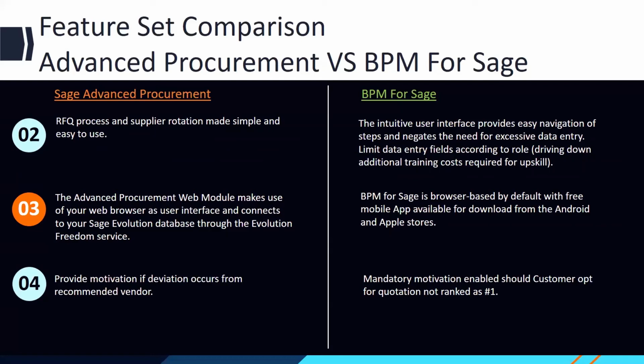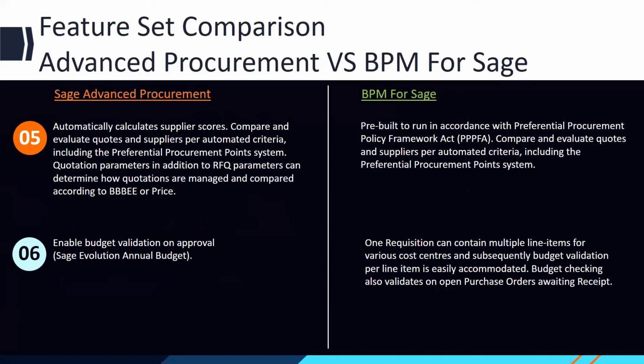Whereas in BPM for Sage, motivation is mandatory should a customer opt for a quotation not ranked as number one. Sage Advanced Procurement automatically calculates supplier scores, compares and evaluates quotes and suppliers per automated criteria, including the preferential procurement point system. Quotation parameters, in addition to RFQ parameters, can determine how quotations are managed and compared according to triple BEE or pricing.